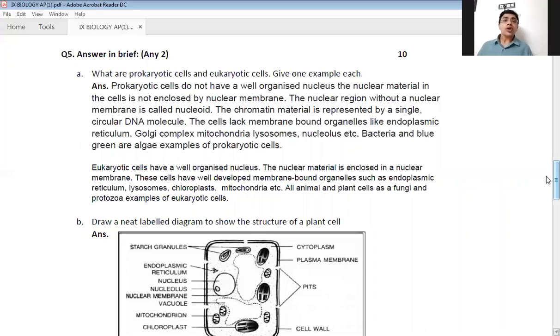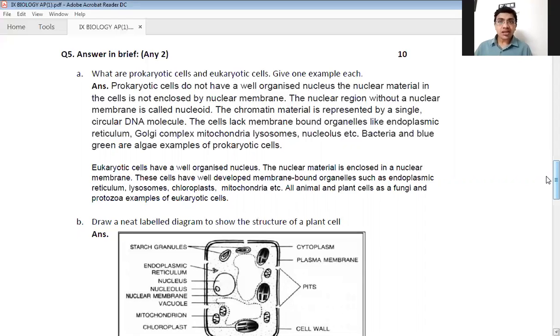Now let's go to eukaryotic cells. A eukaryotic cell is an advanced, modern cell, right? So it is a well-organized cell with a proper well-organized nucleus. When I say well-organized nucleus, here the nuclear material is enclosed in a proper nuclear membrane, right?